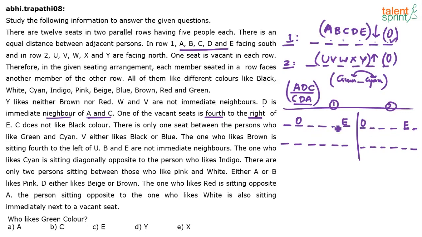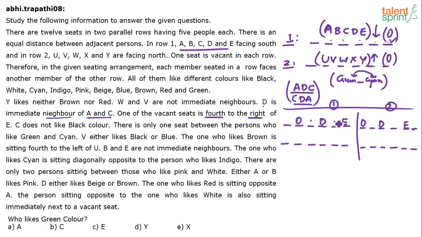In case 1, ADC or CDA should come here. In case 2, ADC or CDA should come here. There's no other way out, right? There are no other 3 consecutive seats available. But again, the challenge is whether it is ADC or CDA. That is not sure. However, D will always come in this position. That is for sure. Here also, ADC or CDA. D will definitely come here.